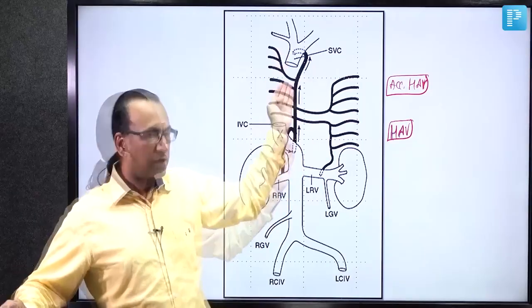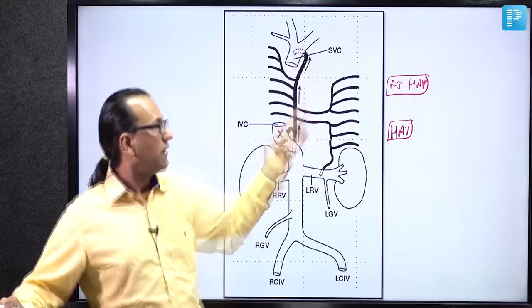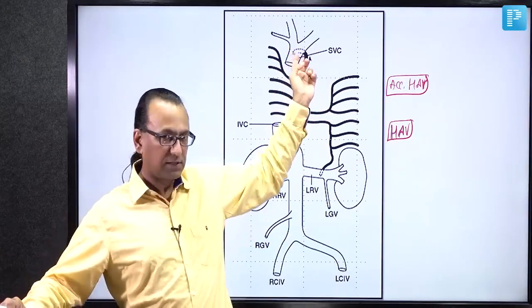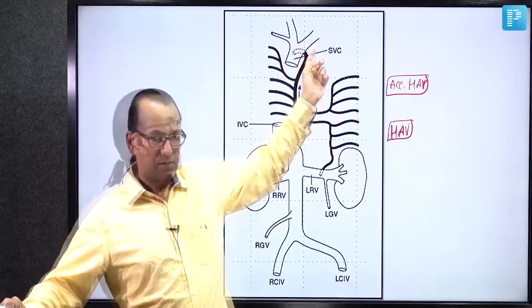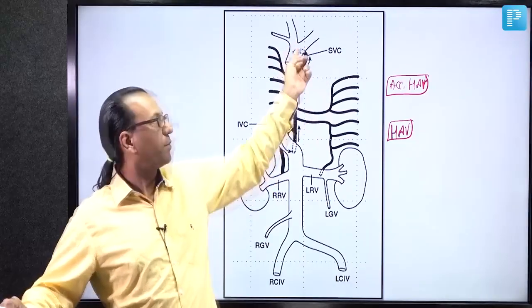The azygos vein will put the blood of the right thorax plus additionally the left thorax into the superior vena cava and enter the superior vena cava at the T4 vertebral level. As you remember, it will arch behind the hilum of the right lung to reach the superior vena cava.